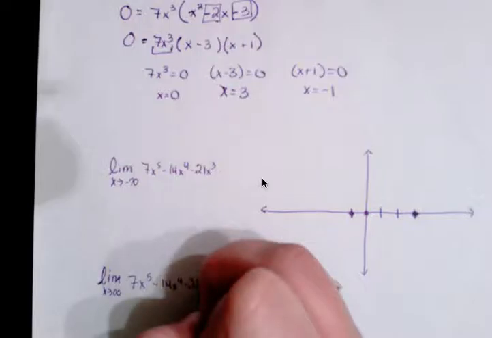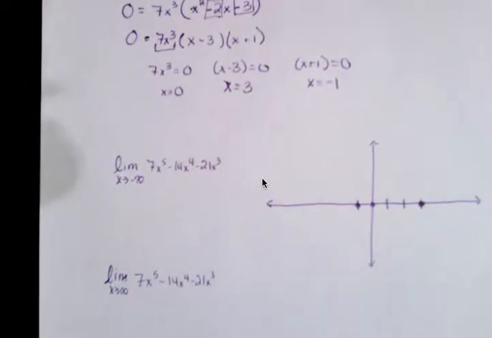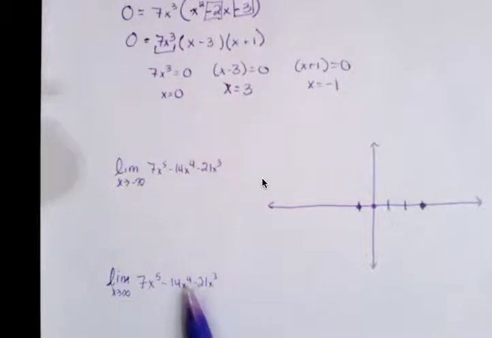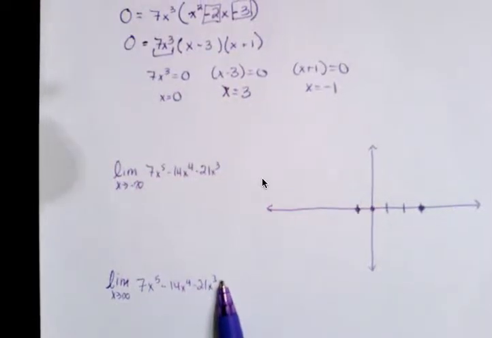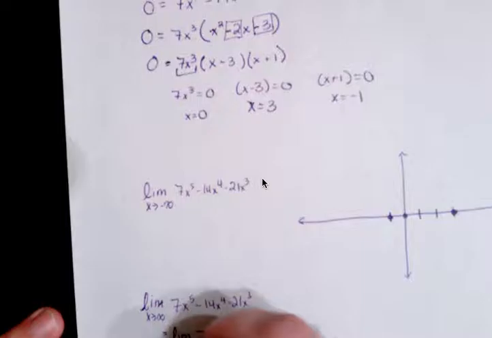And remember, when we're dealing with polynomials, when we get out in the millions, this x to the fifth is growing really, really fast. In comparison, this x to the fourth and x to the third are really doing nothing. So we know this is going to mimic the limit as x approaches infinity of 7x to the fifth.